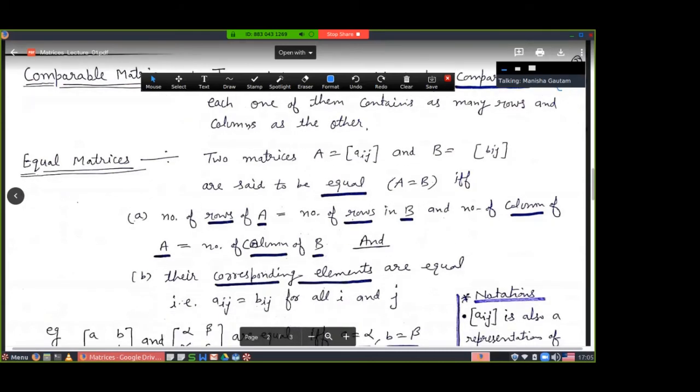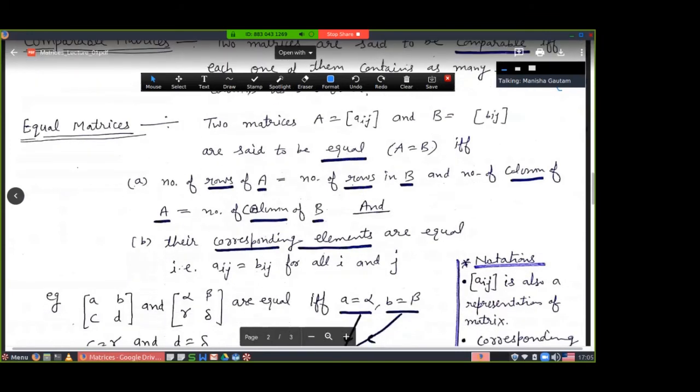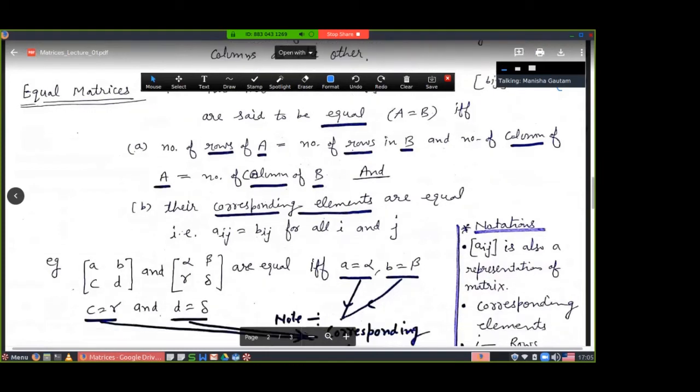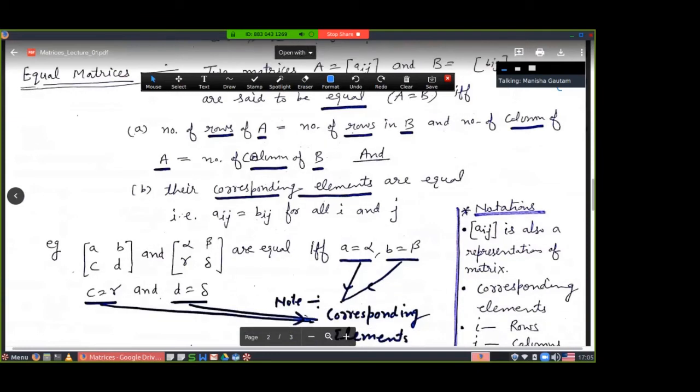The second condition for matrices to be equal is that their corresponding elements are equal. Here it is written Aij will be equal to Bij for all i and j. i represents the row, j represents the column. It can be made clear by an example.